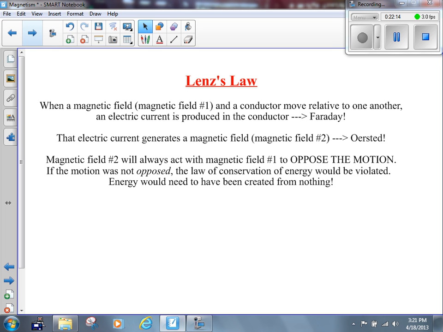Here's the big part of Lenz's law, though. Magnetic field number 2 will always act with magnetic field number 1, always, to oppose the motion. It has to oppose the motion, because if it helped along the motion, then the law of conservation of energy would be violated. You'd have all this kinetic energy that came from nowhere. And we know, we learned back in Science 10, that just can't happen. The law of conservation of energy forbids this kinetic energy coming from nowhere. So it must be opposing the motion as opposed to helping along the motion. That's Lenz's law. And that is our unit.